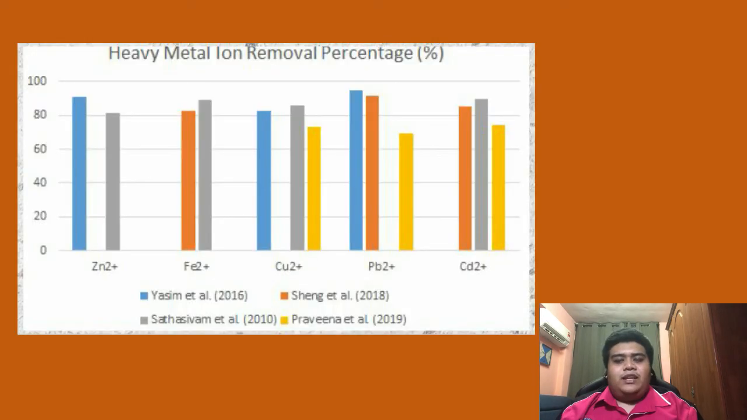Besides removing and absorbing suspended solids, turbidity, and chemical oxygen demand, banana stem bioadsorbent is also capable of absorbing heavy metal ions that existed in the wastewater sample. Some of the heavy metal ions that are capable of being absorbed by the banana stem bioadsorbent are zinc ion, iron ion, and copper ion. All three of these heavy metal ions exist in palm oil mill effluent.